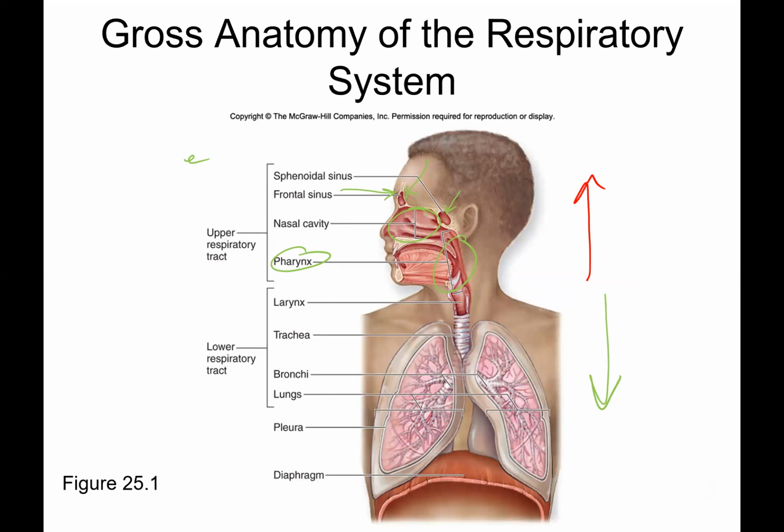Okay, then for lower, all right, there's the larynx, the trachea, which is your windpipe. Okay, and then you have the bronchi. So as the trachea is coming down, it does split into the primary bronchi.